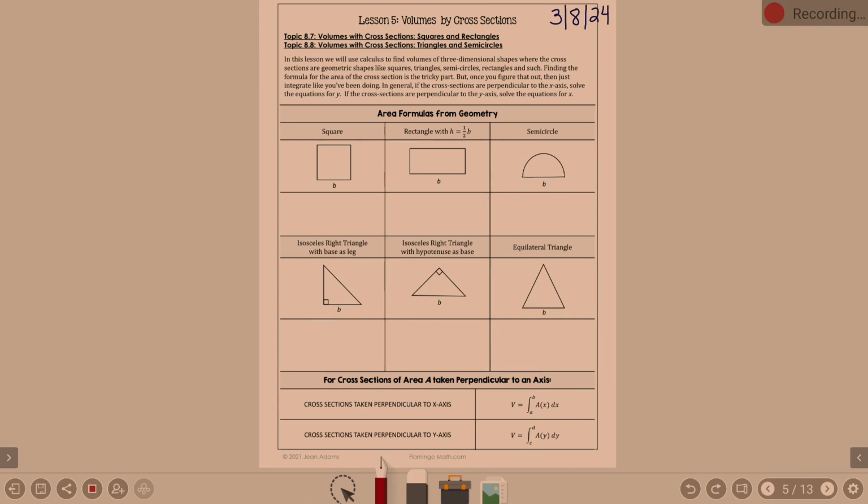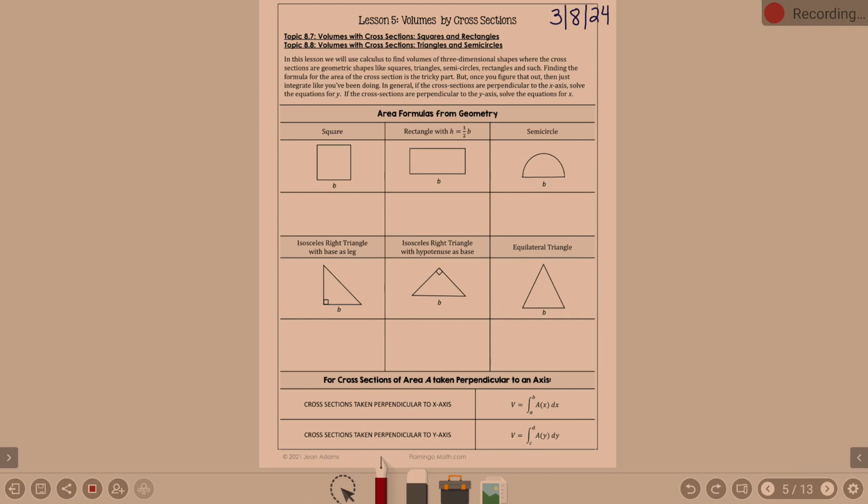In general, if cross-sections are perpendicular to the x-axis, solve the equation for y. If cross-sections are perpendicular to the y-axis, solve the equations for x. I'll wait till we get there, because it's not going to make sense right now. Let's review right now.